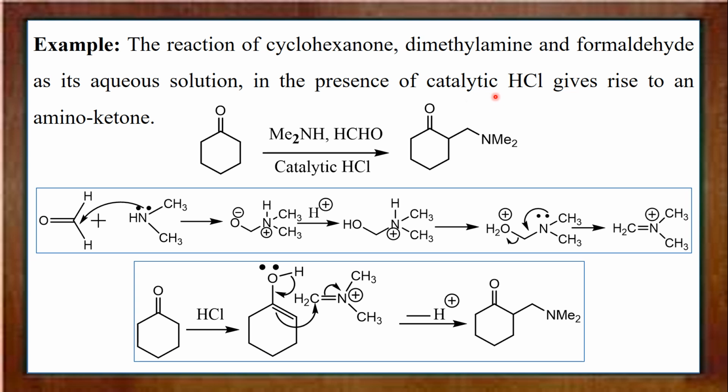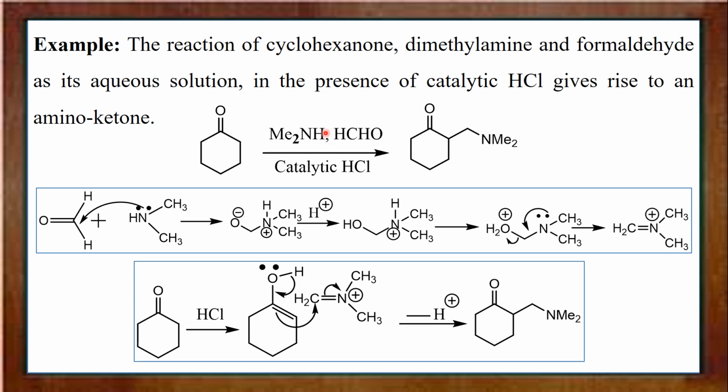So earlier, as I said, we have to use an organic acid with amine and formaldehyde. Instead of an organic acid, we can use a very small amount or catalytic quantity of a mineral acid also. So in this reaction, we start with cyclohexanone. We add dimethylamine, formaldehyde, and a very small amount of hydrogen chloride or hydrochloric acid.